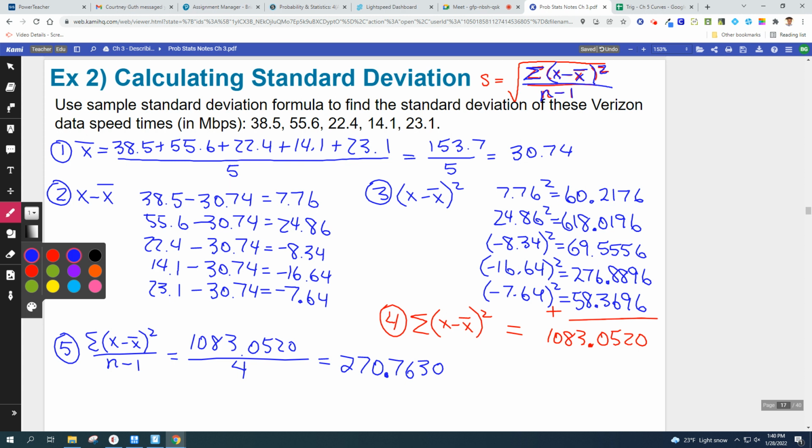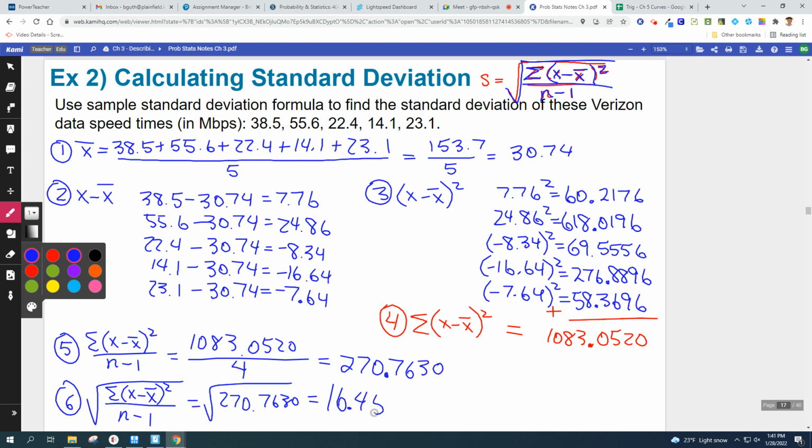One more thing. Square root. Very good. I still have to do the square root. So the last step, I'm going to do the square root of the sigma of the difference squared over n minus 1. So it's just the square root of 270.7630. And I get 16.45 megabits per second. That is the standard deviation.